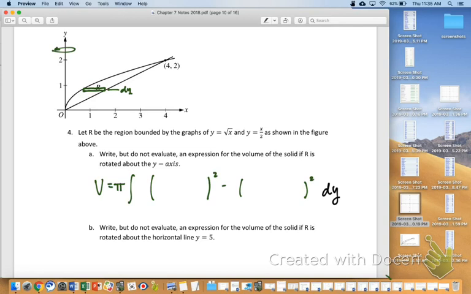So what would be my low number for my accumulation start? 0. And where would I stop? 2. From 0 to 2, I think that makes sense. From y equals 0 to y equals 2 would be my accumulation.